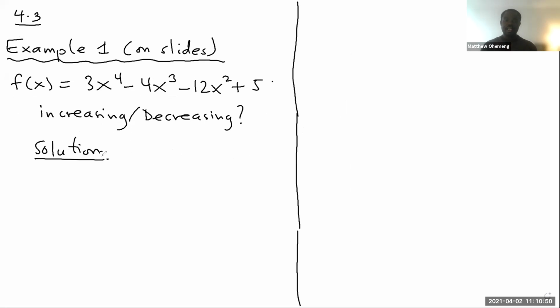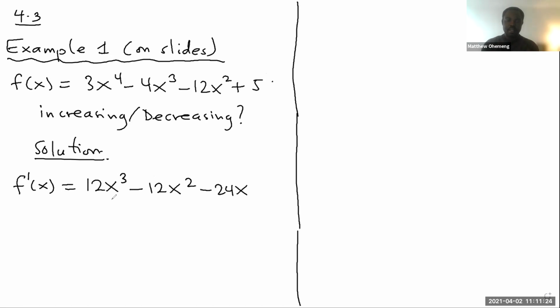To start this, as you know, for increasing or decreasing, we need the first derivative. That's the first thing you have to obtain, right? So let's get the first derivative. Now this is a polynomial, right? So you're just going to be using the constant multiple rule and then the power rule. For the first part, we get 12x cubed. For the next part, we get 12x squared. And then for the next part, I get minus 24x. The derivative of 5 is 0, right? So that's the first derivative.